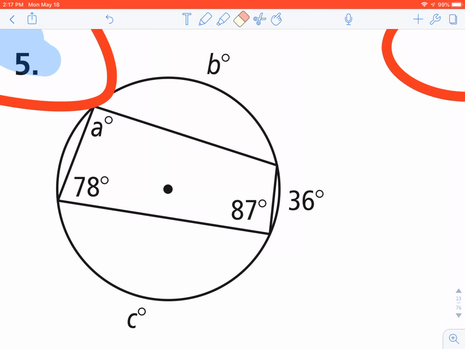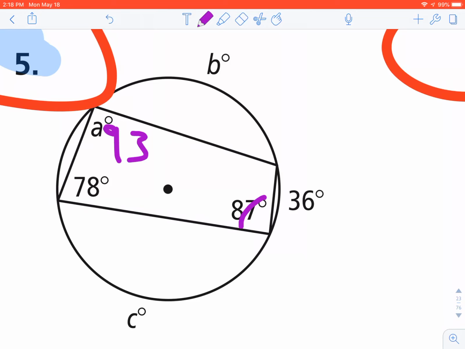Okay? So in this case, if I take angle A, opposite of it is 87 degrees. Well, if I take 87 and subtract it from 180 degrees, that tells me that this measurement is 93 degrees. Okay? So that actually helps me out in a big way. I've got to find now arc B and arc C.